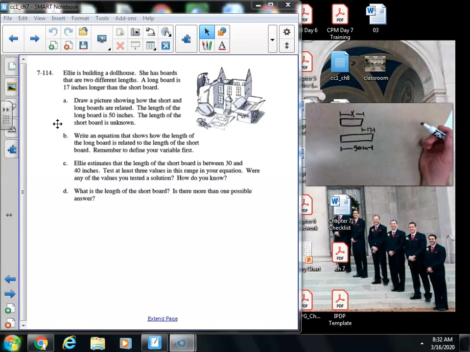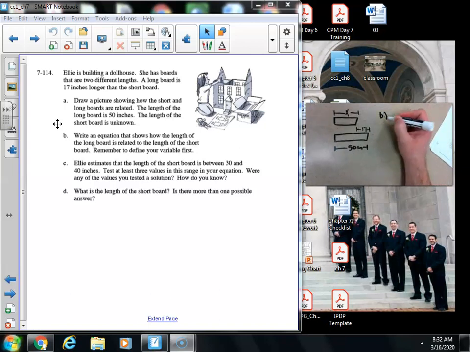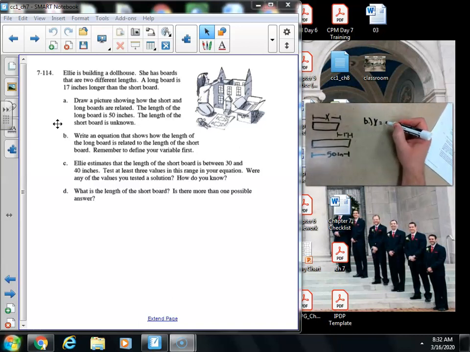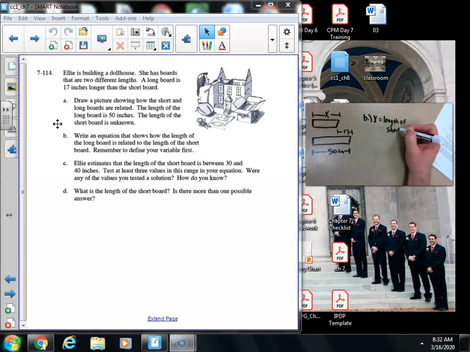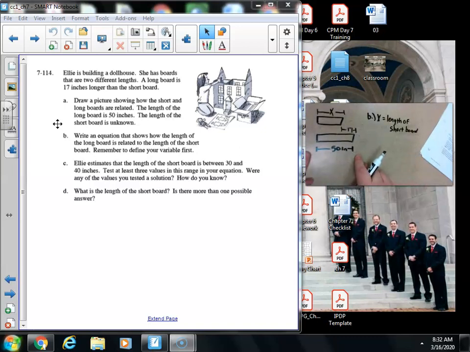So that kind of leads us then into letter B. Letter B says to write an equation that shows the length of the long board and how it's related to the length of the short board, defining your variable first. So letter B, we know the variable we used, x, was equal to the length of the short board. It's what it represents, it's what it means. If we look at our visual here, we know that the short board plus the additional 17 inches is the entire length of the long board. So we know x plus 17 has to give us 50.